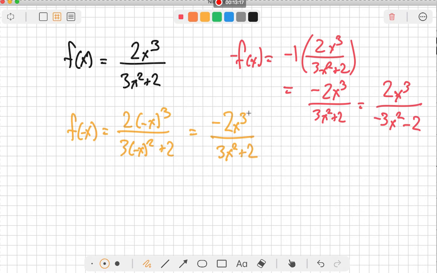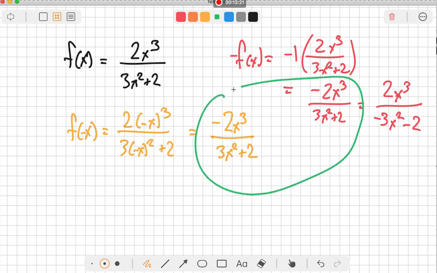So in this case, we see it fits with this. The numerator went negative. The denominator stayed the same. We want one of them to stay the same. So this one is odd. F of negative x equals the opposite of f of x.